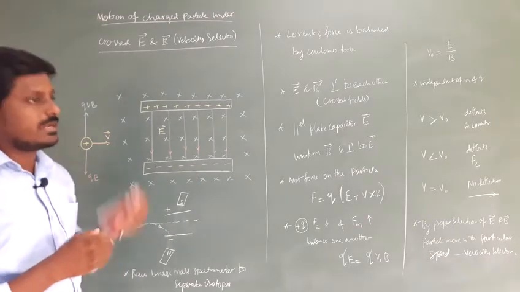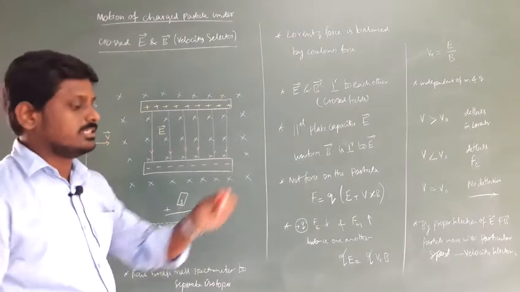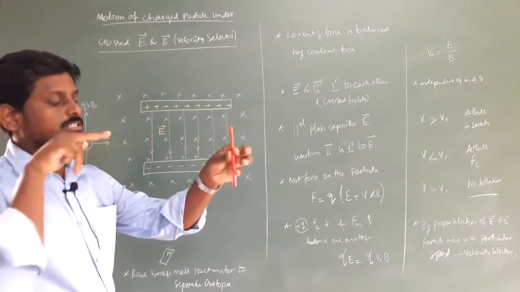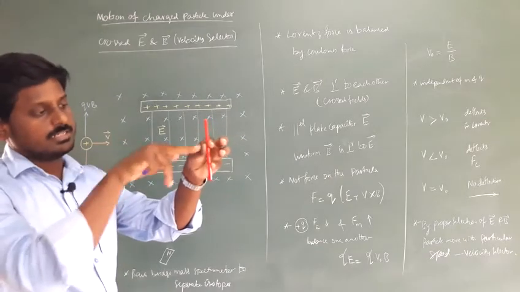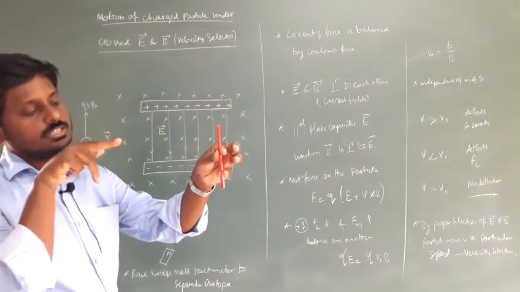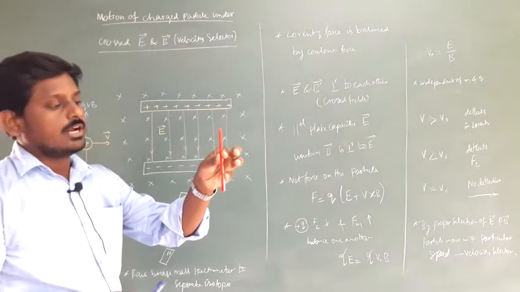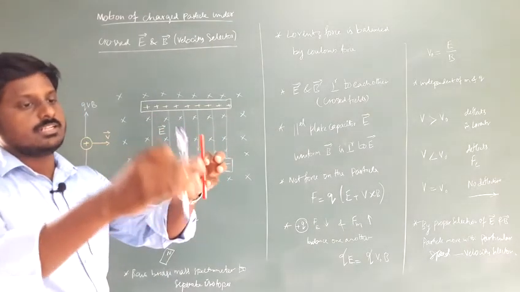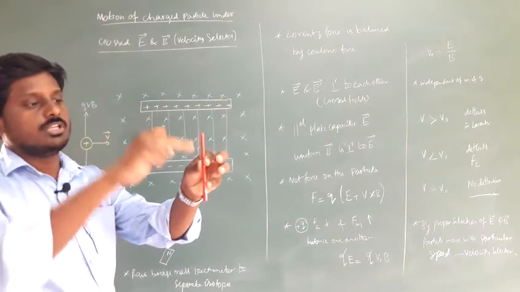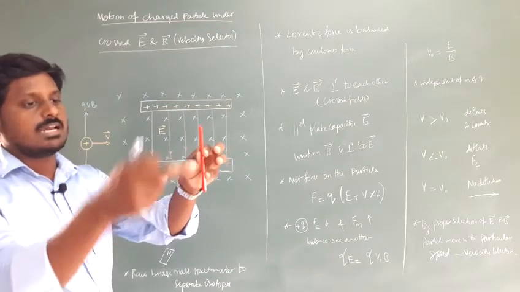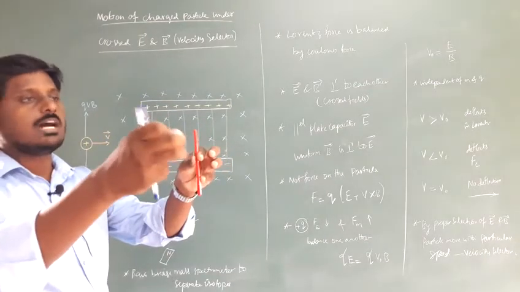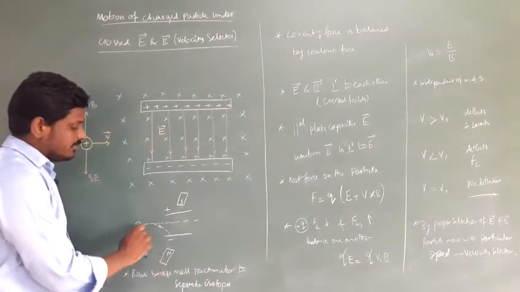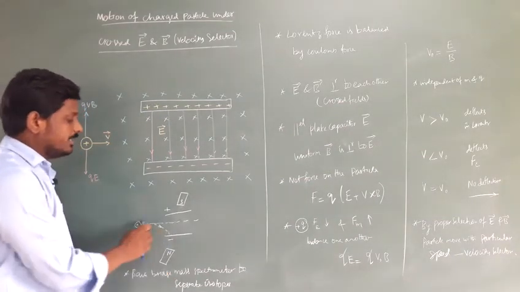A crossed magnetic field and electric field means, consider this: the positive plate and negative plate, and a single charge moves. Now for the crossed magnetic field, on these two sides are the north pole and south pole. The deflection towards the negative plate is balanced by the north pole. Consider the north pole as positive. What will it do? It repels. Then the south pole attracts.